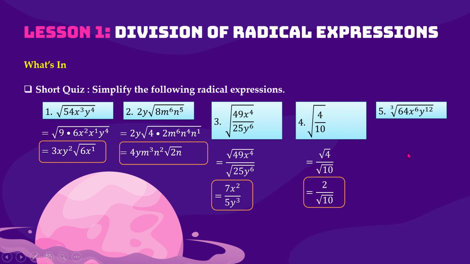Okay, well, let us proceed first to example number 5. The cube root of 64, x exponent 6, y exponent 12.